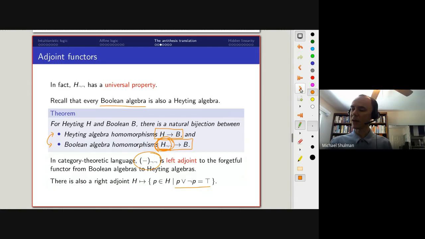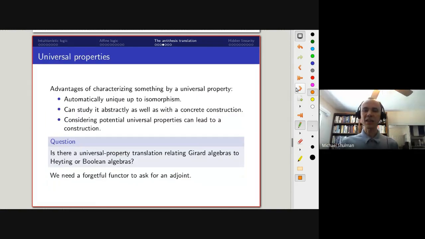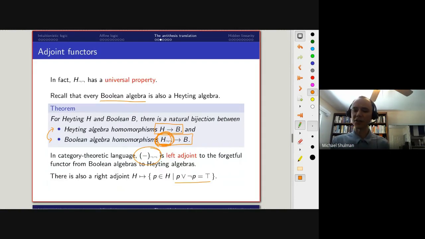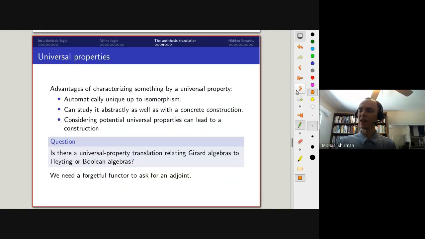So this algebraic way of thinking about this translation has a bunch of advantages. It characterizes something uniquely up to isomorphism. So even if I didn't know how to define this H double negation, asking that there is such a thing with this property would characterize it. Anything else that has this property is isomorphic to it. I can study it abstractly as well as having a concrete construction of it in terms of the double negation fixed things. And finally, even if I didn't already have the translation, I could invent the translation by saying, well, here's a universal property that it might have. Let's see if I can construct such a thing.